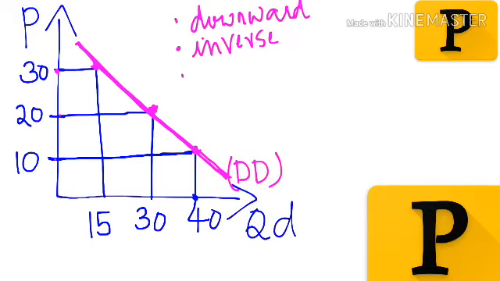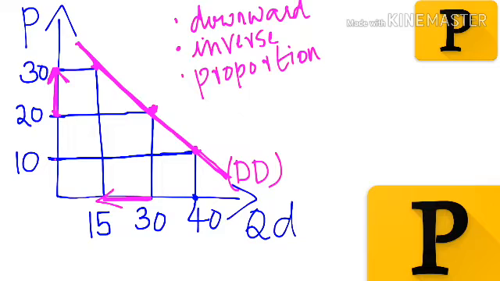The third feature is that the proportion of change in price and quantity demanded need not be the same. Let us take the third price, that is 30. So here we see that the price has increased from 20 to 30. But what has happened? Here the quantity demanded has decreased from 30 to 15.